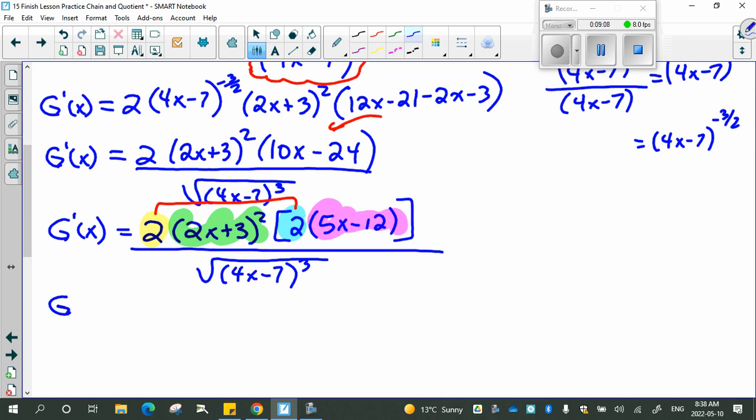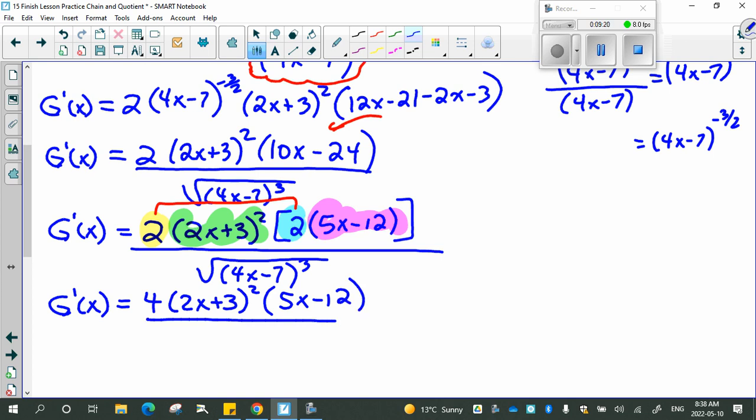So I've got g prime x finally is going to be 4 times (2x plus 3) squared times (5x minus 12) all over the square root of (4x minus 7) cubed.